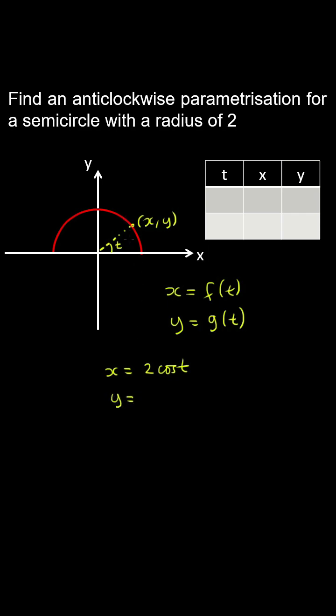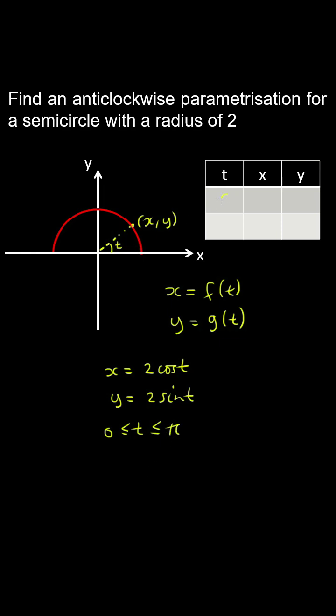Let's find an anti-clockwise parametrization for a semicircle with a radius of 2. Well, a parametrization defines every single point on that curve using a single parameter. So if we look at a point on this curve, then we can visualize that our parameter t is the angle. So we can define the x-coordinate as the radius times cosine t, and the y-coordinate can also be defined using trigonometry as 2 sine t, where t is between 0 and pi for the semicircle.